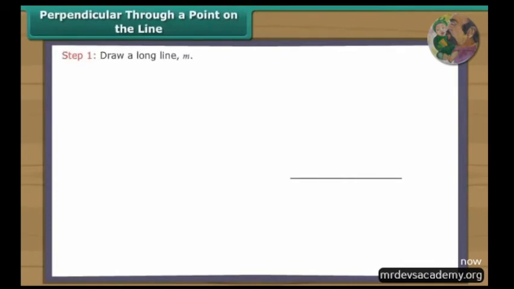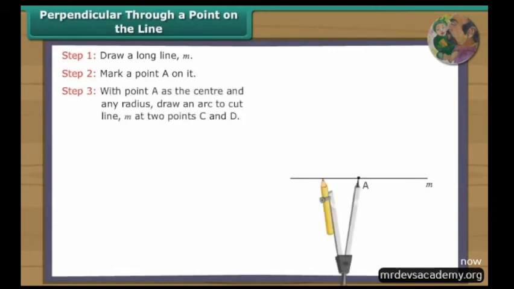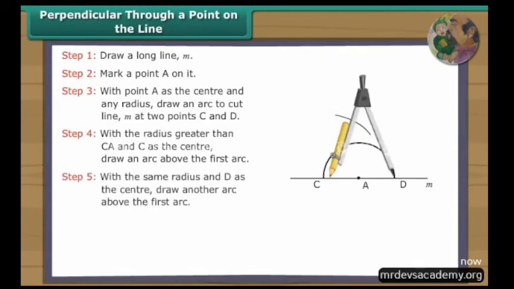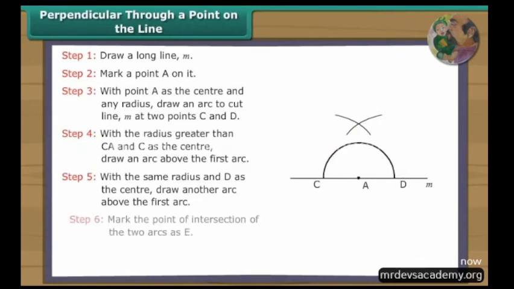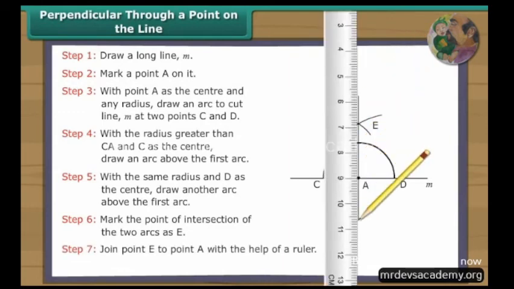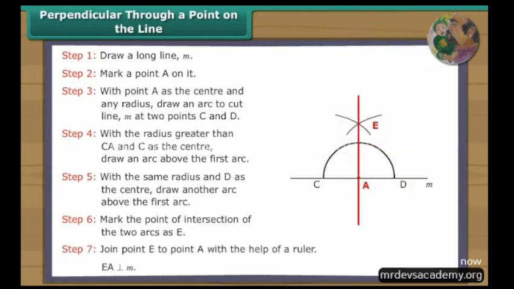Draw a long line M. Mark a point A on it. With point A as the center and any radius, draw an arc to cut line M at 2 points C and D. With the radius greater than CA and C as the center, draw an arc above the first arc. With the same radius and D as the center, draw another arc above the first arc. Mark the point of intersection of the 2 arcs as E. Join point E to point A with the help of a ruler. EA is perpendicular to line M.